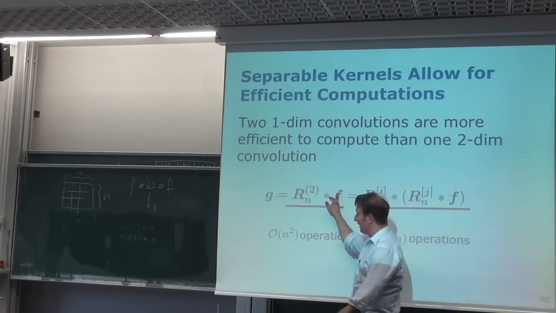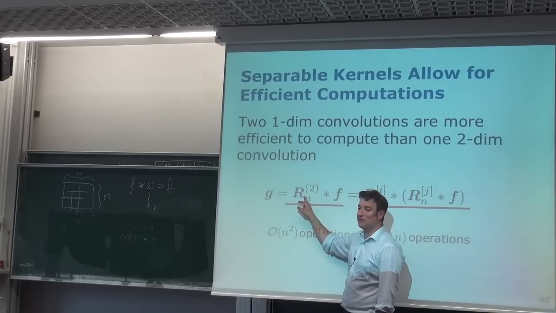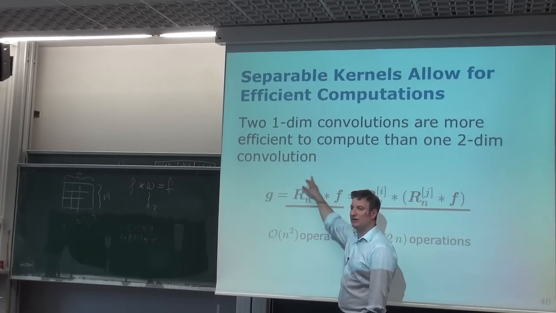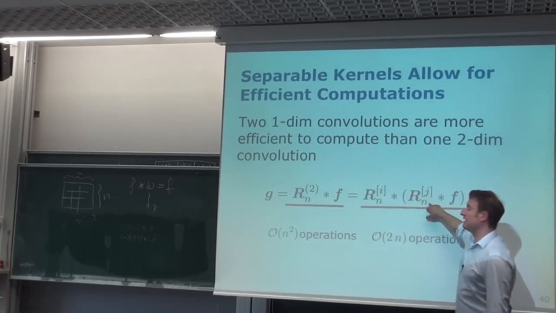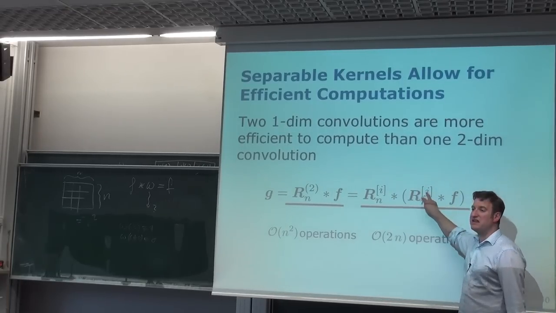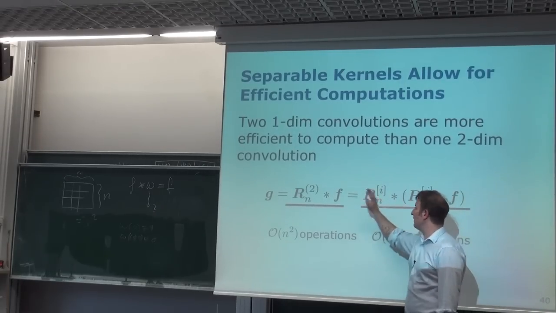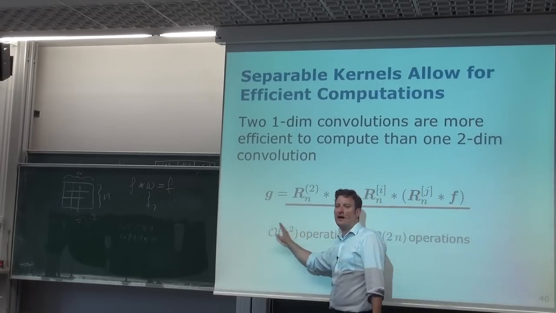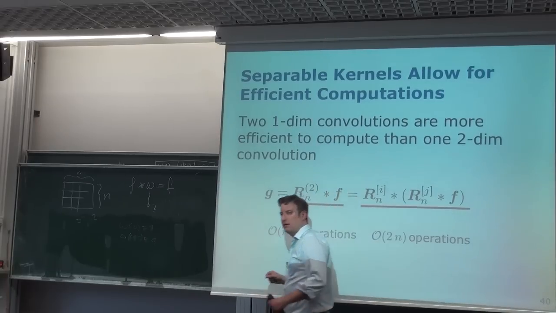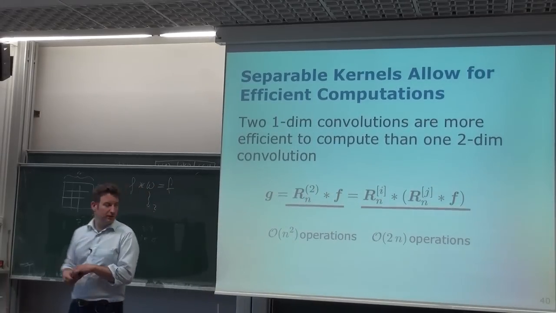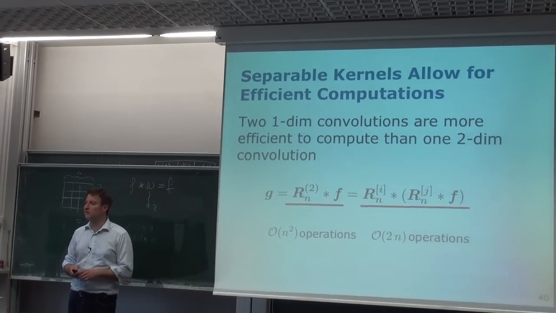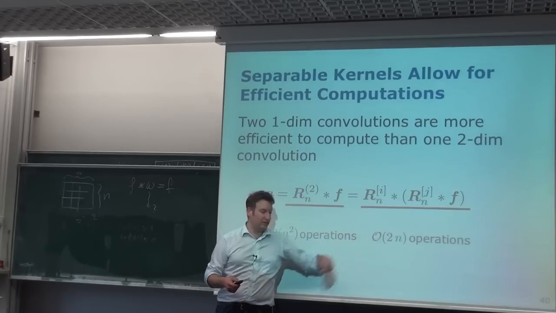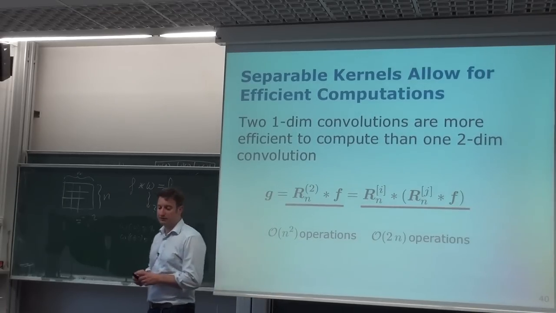So for every pixel of f, I need to do n square operations in here because this kernel has n by n elements, so n square elements. This kernel has only n elements. I need to touch every pixel just n times. In the output, every pixel again I need to touch n times. So it's n plus n and not n times n. And this makes a substantially different computational complexity. So it's a different complexity class that those two operations have.